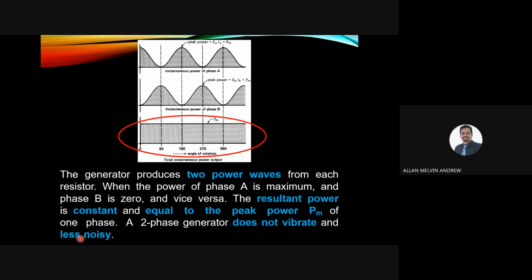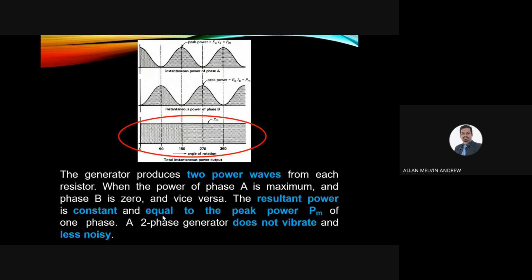Compared to a single phase, which only depends on this, we can have at times power, at times no power, even though it happens at a faster rate. But when you have two phases, it will generate a more stable and less noisy electrical generation.